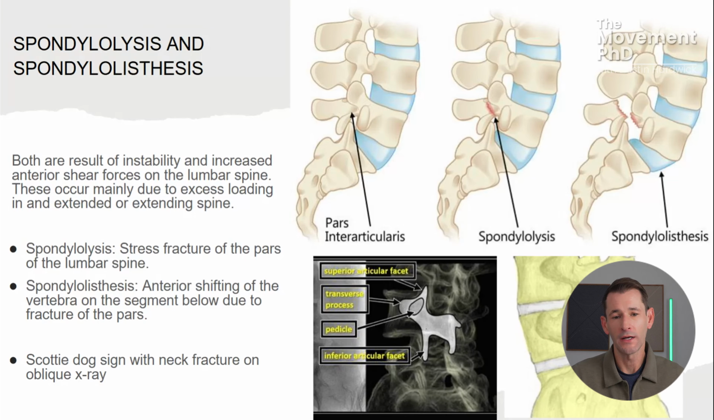Spondylolisthesis is a full fracture of that pars. So therefore, with that full fracture, you get an anterior slippage of L4 on L5 or L5 on S1.